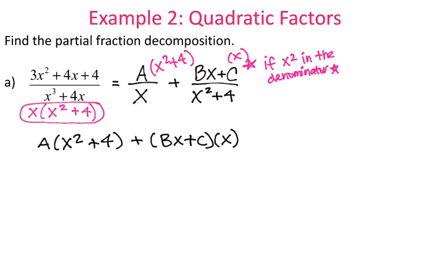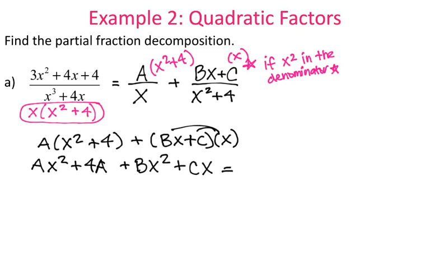So I'm going to distribute my A. That gives me Ax squared plus 4A. I'm going to distribute the x over here. That gives me Bx squared plus Cx. And of course, this is supposed to equal my numerator, which is 3x squared plus 4x plus 4. Let me write that down, 3x squared plus 4x plus 4.